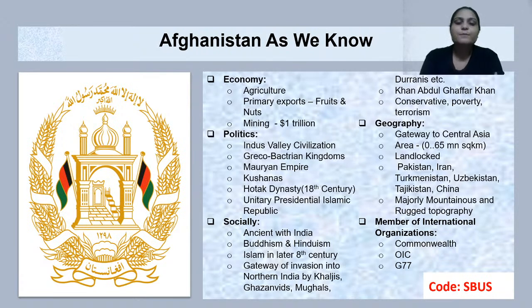So agriculture: primary exports are fruits and nuts. In fact, most of you must be remembering that story called Kabuli Wala. That person used to get fruits and nuts for the little girl. In fact, there was a movie by Balraj Sahani on the same name.